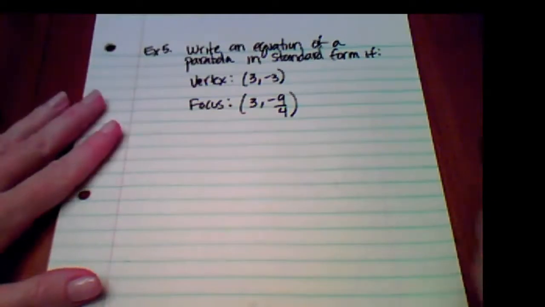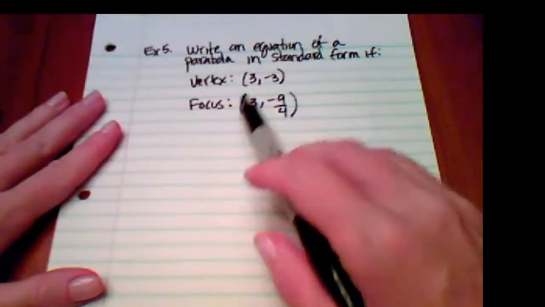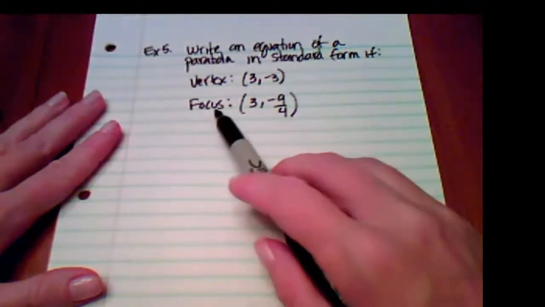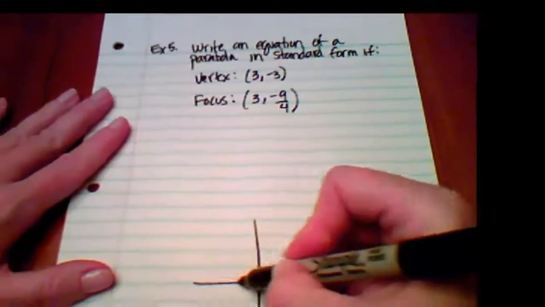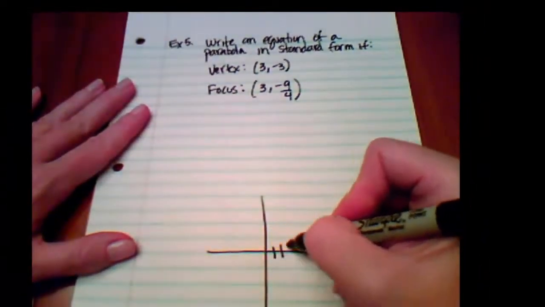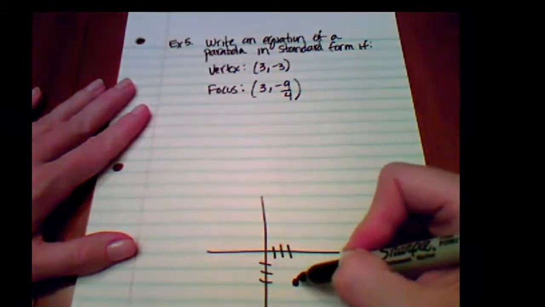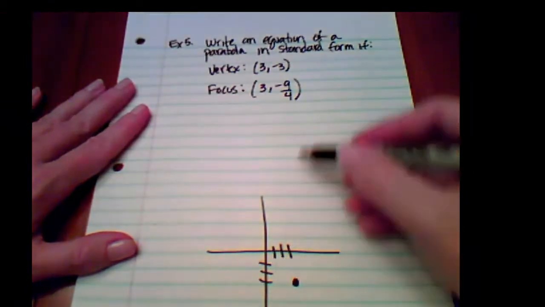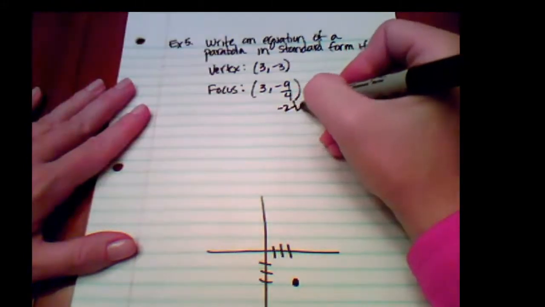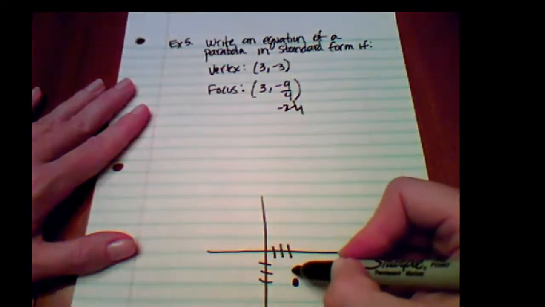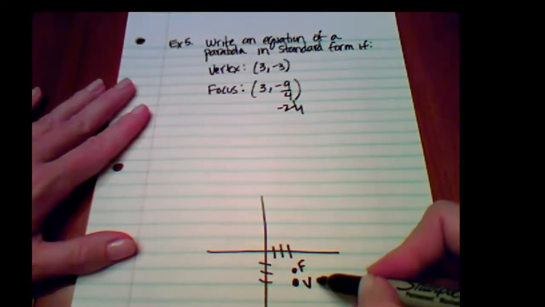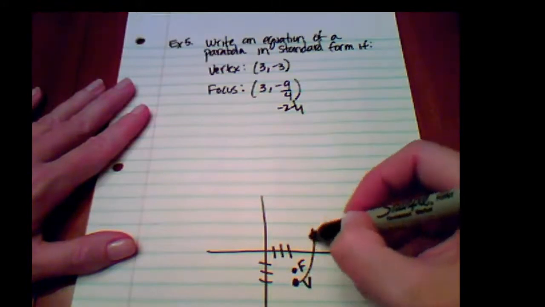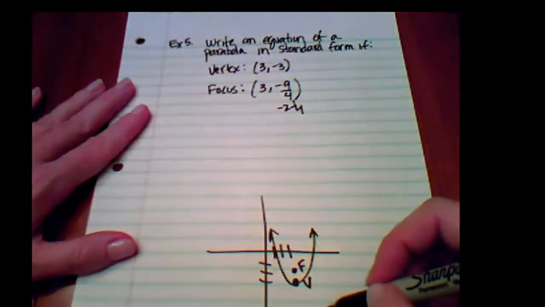On example 5, we're going to do the same thing. We're going to write the equation of a parabola in standard form if you're given that the vertex is (3, -3), so we're not at the origin anymore, and that the focus is (3, -9/4). So let's see what's going on. Okay, if I plot those, the vertex is at (3, -3), and my focus is at (3, -9/4). So that's negative 2 1/4, it's going to be slightly above. So again, if this is my focus and there's my vertex, then I know that this parabola has to be opening up because the focus lies inside the parabola.